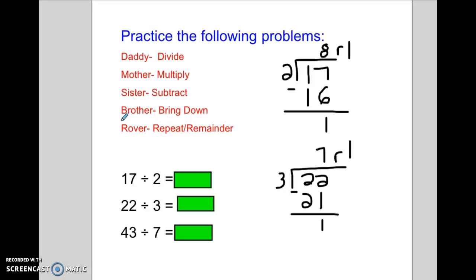The cool thing with division is once you figure out the pattern, you can divide as big of numbers as you want. You can make them thousands big, and the same pattern will work over and over and over again. So again, you're going to have to memorize daddy, mother, sister, brother, rover. Divide, multiply, subtract, bring down, repeat, and remainder. Once you have that down, you'll have long division down, and we'll be working on it all chapter. Great work.